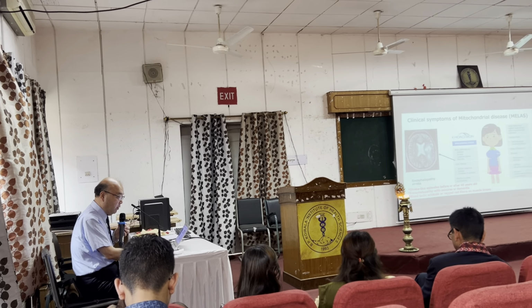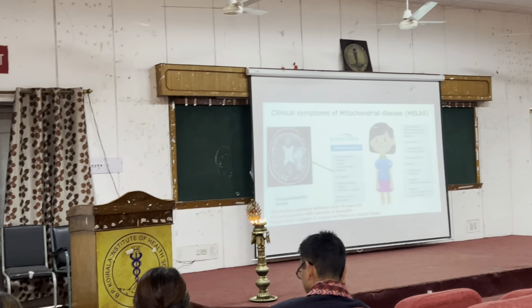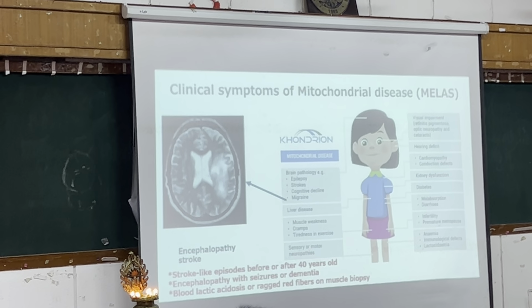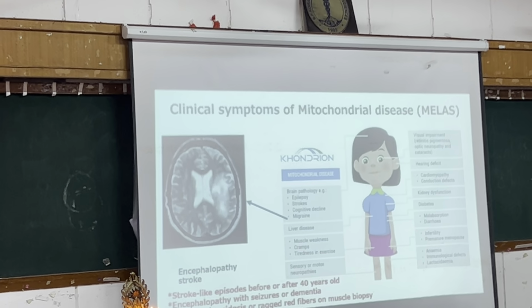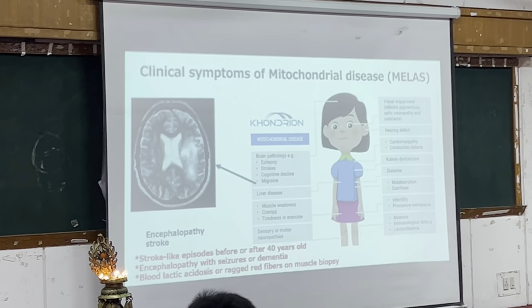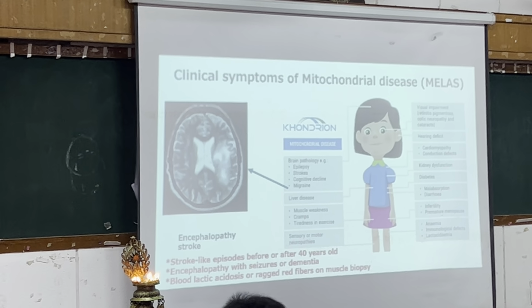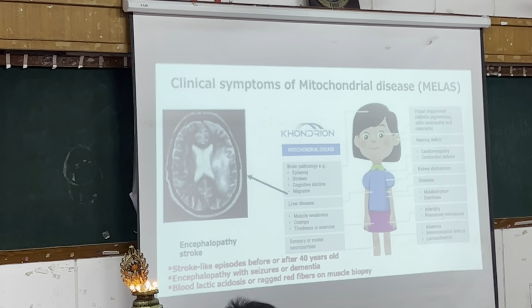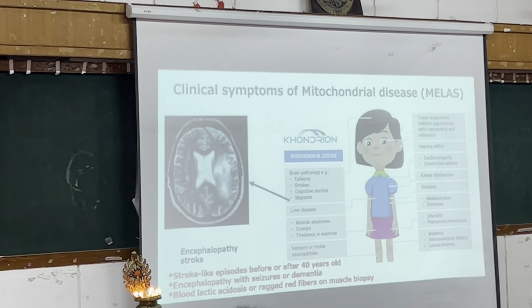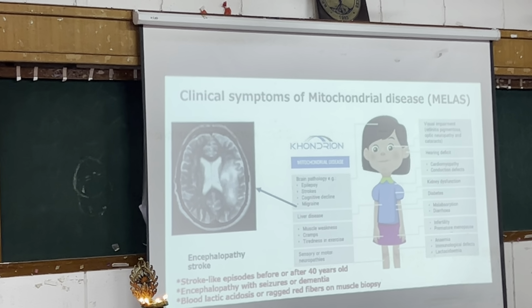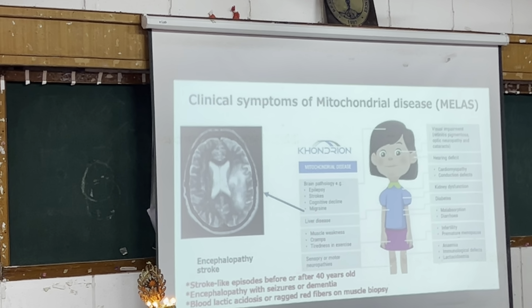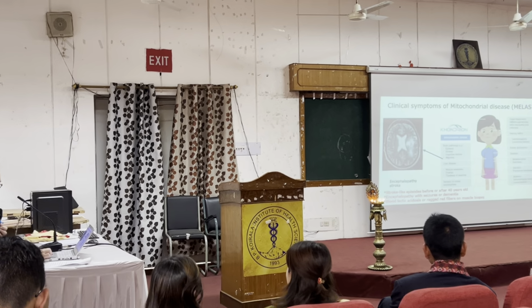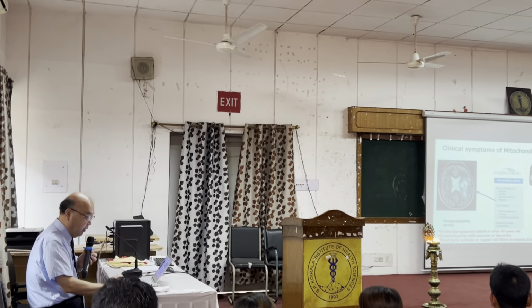A typical clinical form of mitochondrial disease is called MELAS syndrome. MELAS syndrome includes mitochondrial myopathy, encephalopathy, lactic acidosis, and stroke-like episodes. The diagnosis criteria include stroke-like episodes before or after 40 years old, encephalopathy with seizures or dementia, blood glucose acidosis or ragged red fibers on muscle biopsy.